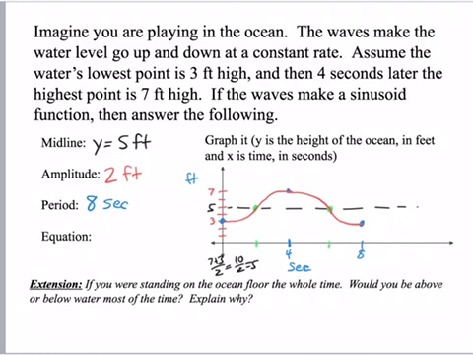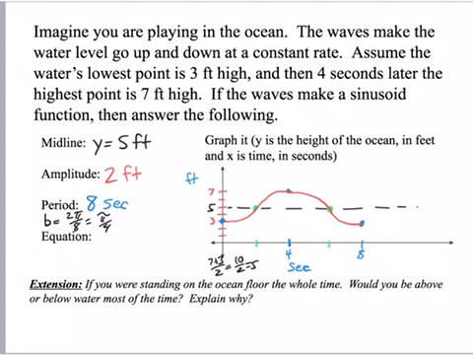Now we want to make an equation. Now to make an equation, we have to find our b, not our period. So we have to calculate b. b is going to be 2 pi divided by your period, which is pi over 4. That's going to be important.